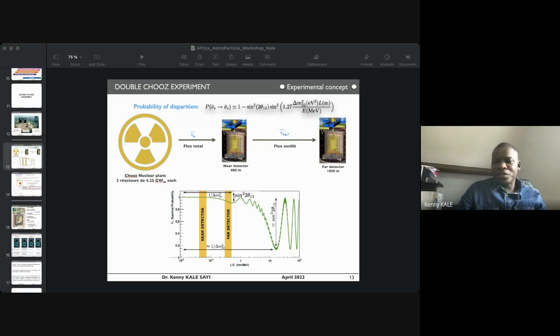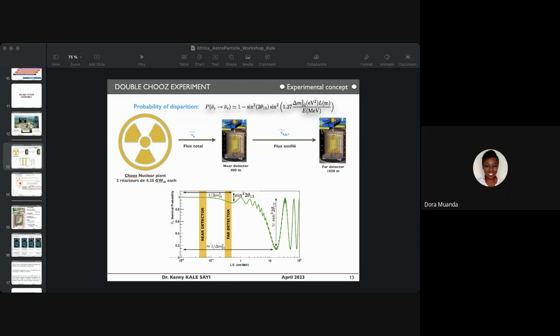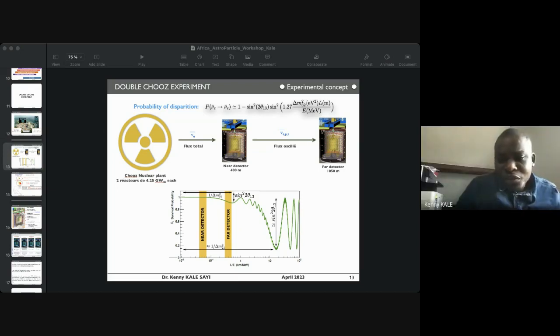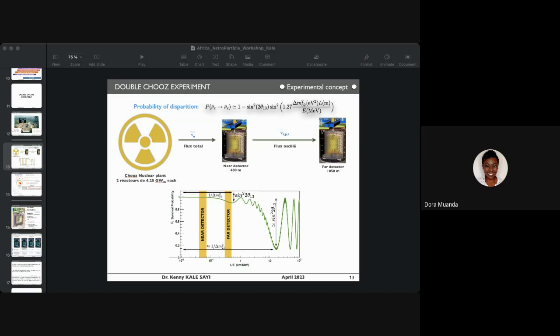Professor, is there another question we still have? There is a question in the chat box. Alfred is asking if the neutrinos can travel at the speed of light.